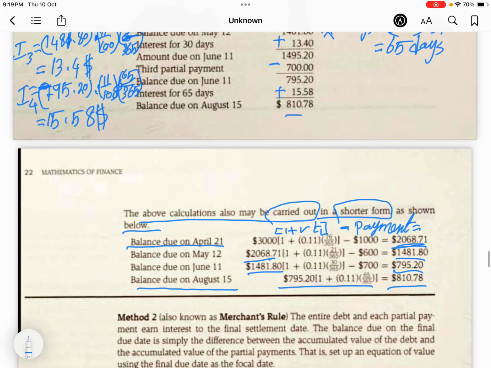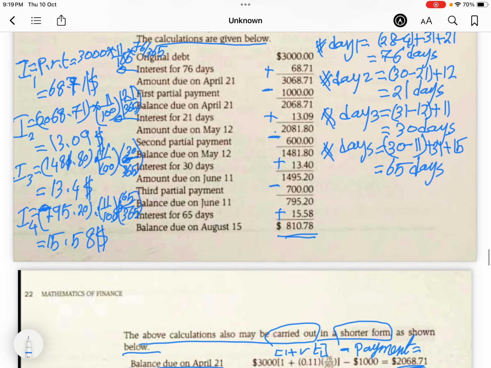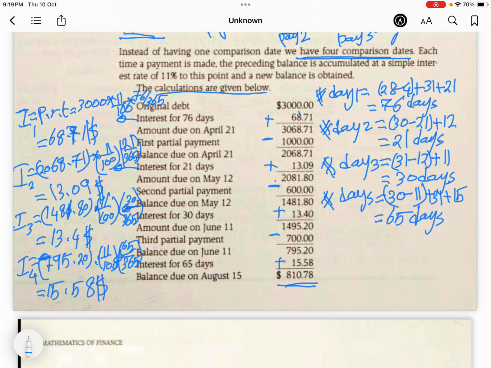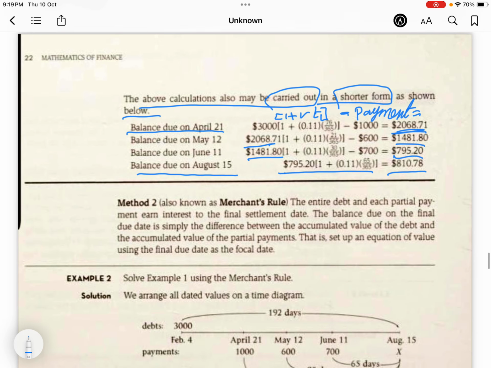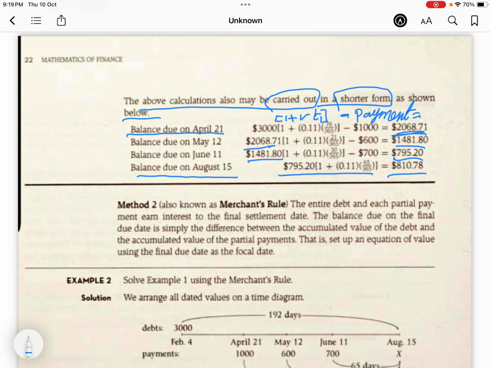The same answer, but this is long. This procedure is very long. This is very long, but this one is very short.